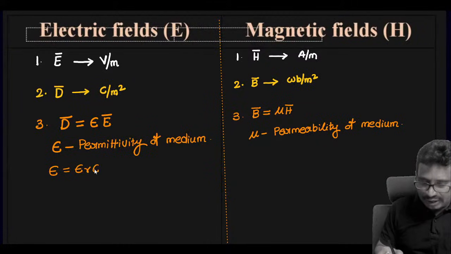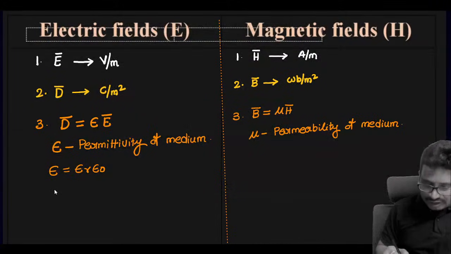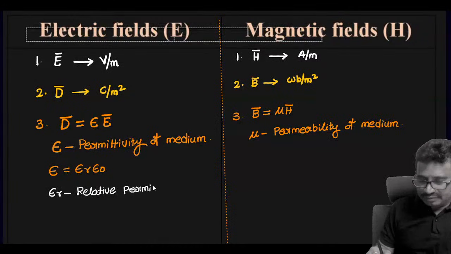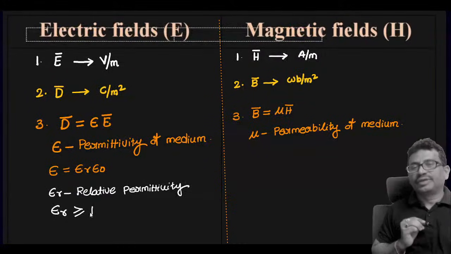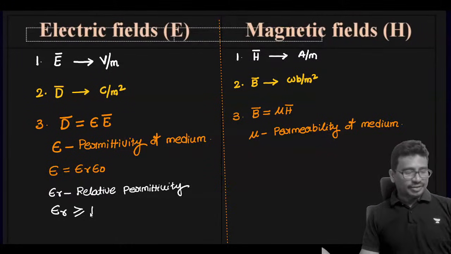And in general, this epsilon is given as epsilon r into epsilon naught. Here epsilon r is called the relative permittivity. And this epsilon r is always greater than 1.